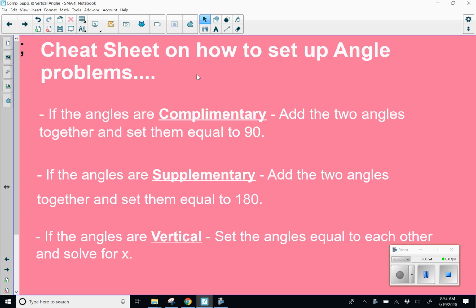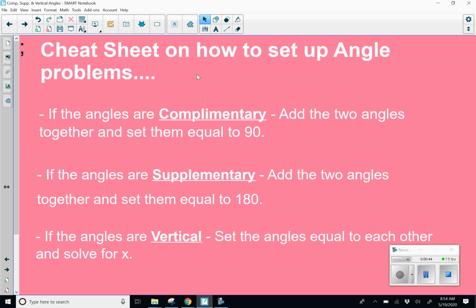Just a quick reminder, your complementary angles are always going to add up to equal 90 degrees. Your supplementary angles are always going to add up to 180 degrees. And if we have vertical angles, that's when they are opposite each other and congruent, which means the angle measures will be equal to each other.